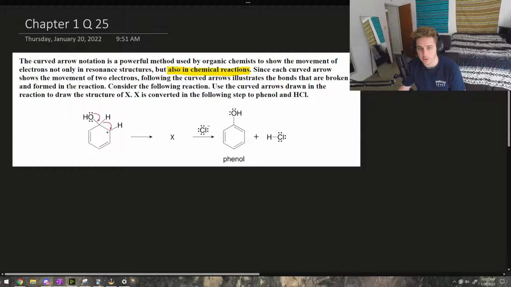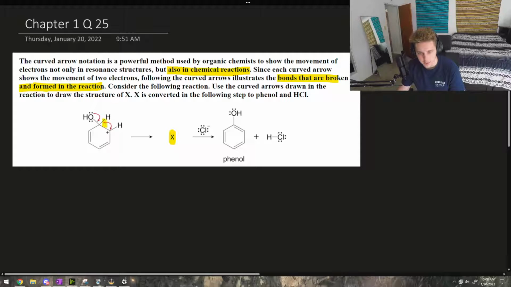It says, since each curved arrow shows the movement of two electrons, following the curved arrows illustrates the bonds that are broken and formed in the reaction. So we're going to be breaking a bond and forming it in this middle step. Consider the following reaction. Use the curved arrows drawn in the reaction to draw the structure of X. This is X. X is converted, and that doesn't matter. So basically, this is kind of easy. It's just introducing us to the concept of breaking bonds and moving them around.